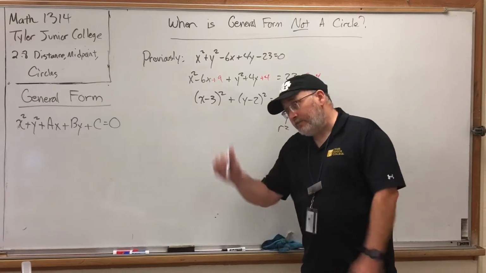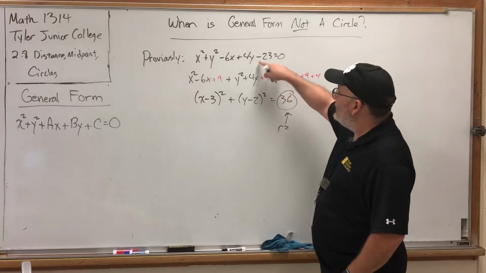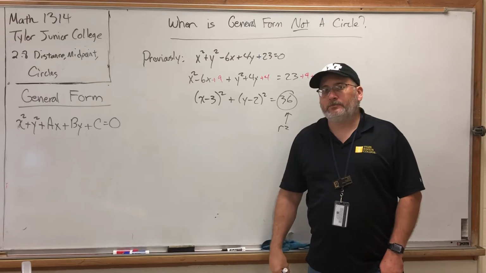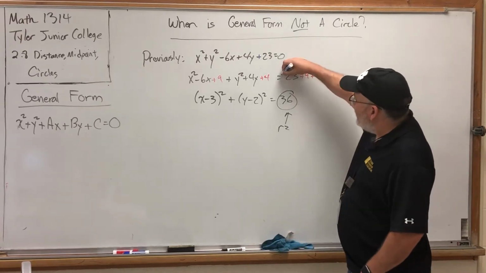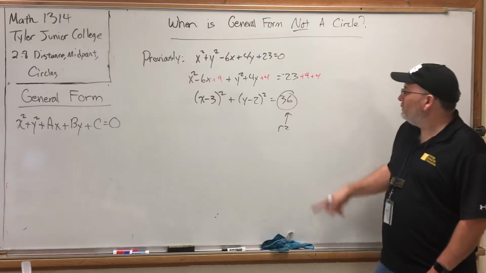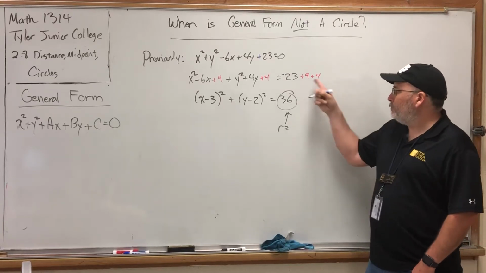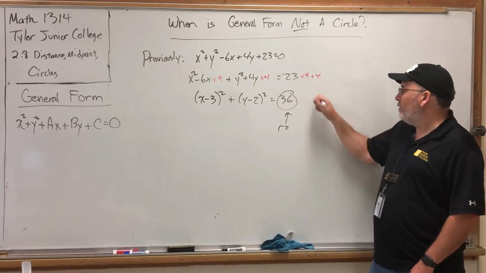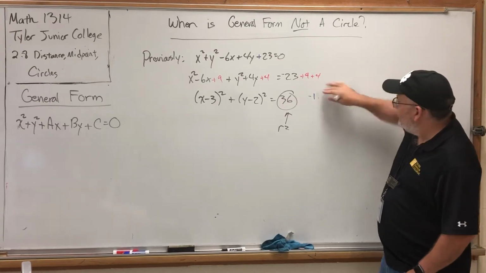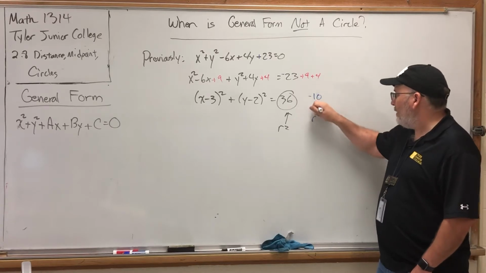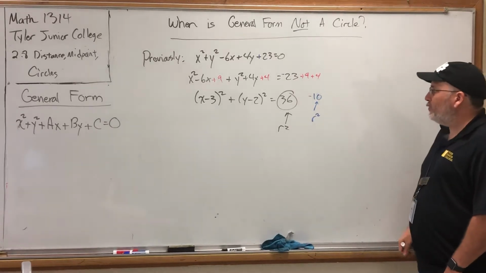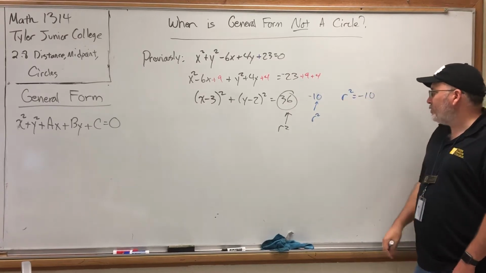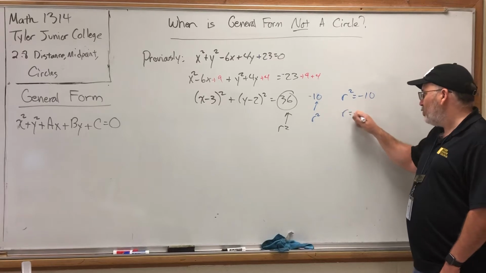what would have happened in the previous video if this minus 23 had been a plus 23? Then moving it over would have made it negative. Negative 23 plus 9 is negative 14. And negative 14 plus 4 is negative 10. Do you see the problem now? If that 23 had been positive at the beginning, to get the radius, we would have had to solve r squared equals negative 10, square root both sides.